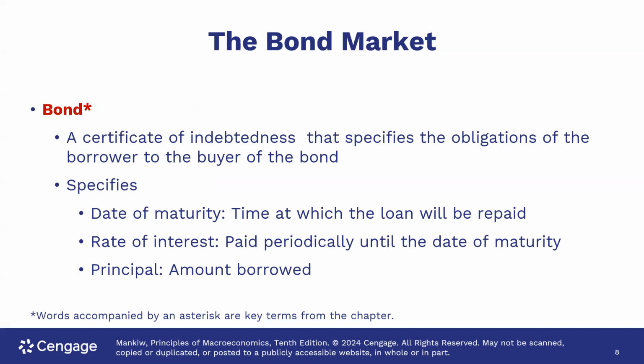However, when I tell you the definition and explain a little bit, you will find that it is not really hard to understand. All right, so the bond is a certificate of indebtedness that specifies obligations of the borrower to the buyer of the bond. Okay, it's a very complicated and abstract definition of the bond.